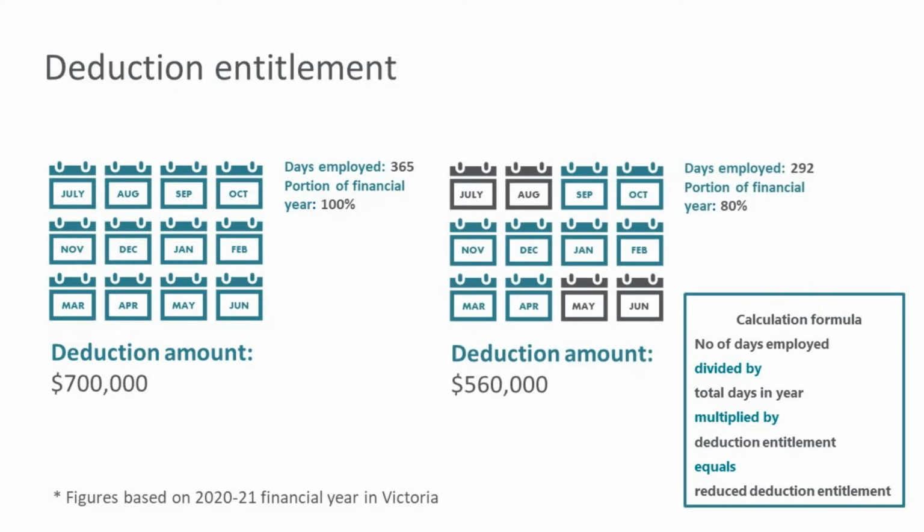For example, if you employ for 292 days, your deduction entitlement would be calculated by dividing 292 days by the number of days in the year and multiplied by the total deduction entitlement. In this example, there are 365 days in the year. The reduced deduction entitlement for this example is shown on the screen.